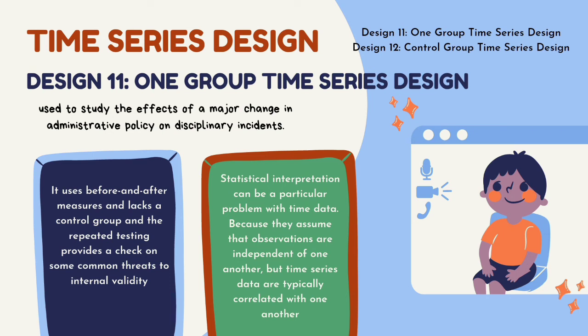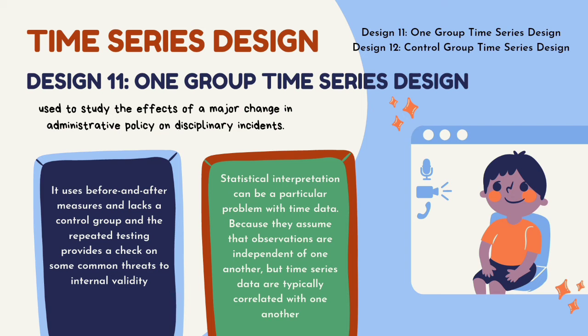The next is time series design. Time series design is divided into two: Design 11, one group time series design, and Design 12, control group time series design. Design 11 is used to study the effects of a major change in administrative policy on disciplinary incidents. It involves periodic measurement on one group and the introduction of an experimental treatment into this time series of measurements. Design 11 is similar to, and has certain advantages over, Design 1.